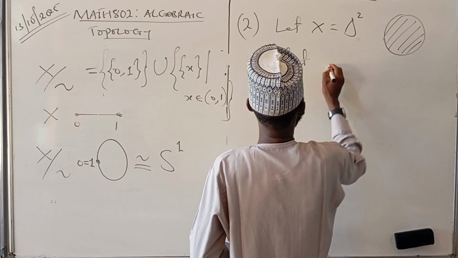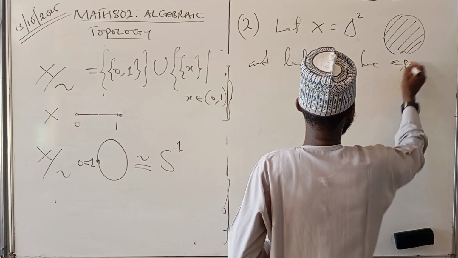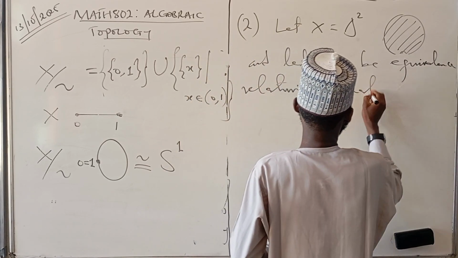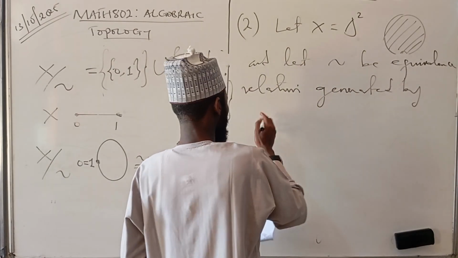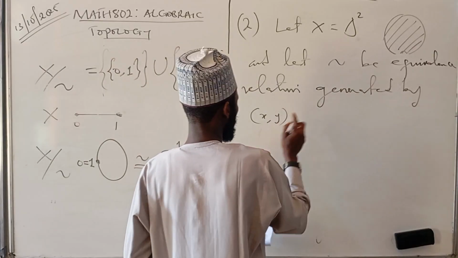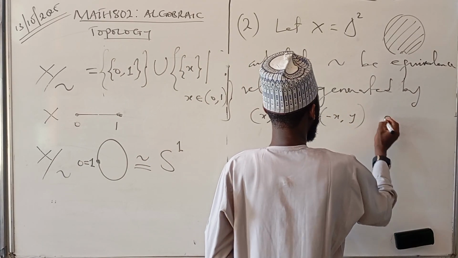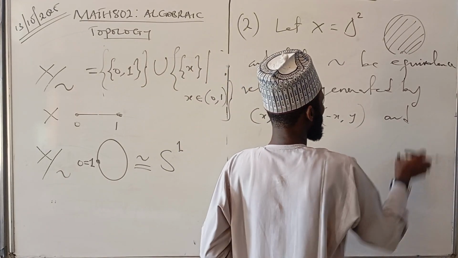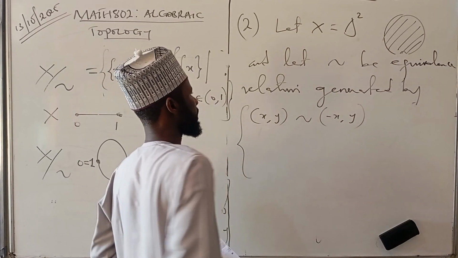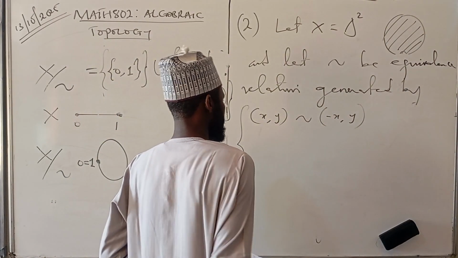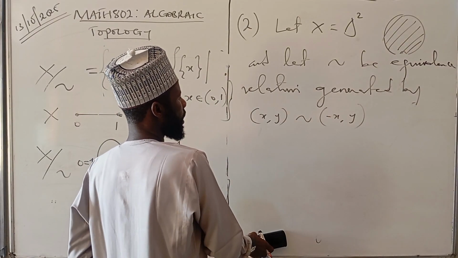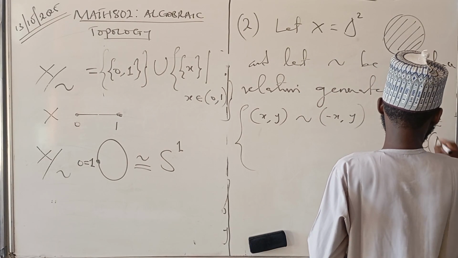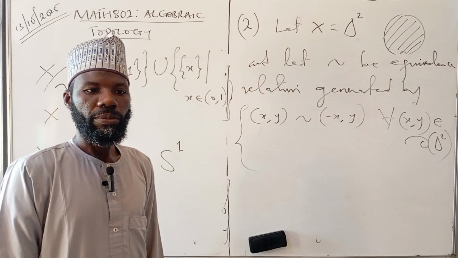And let delta be the equivalence relation generated by these two: x comma y is related to minus x, y, for all x comma y in the boundary of the disk. Points of the boundary should relate to their opposite.